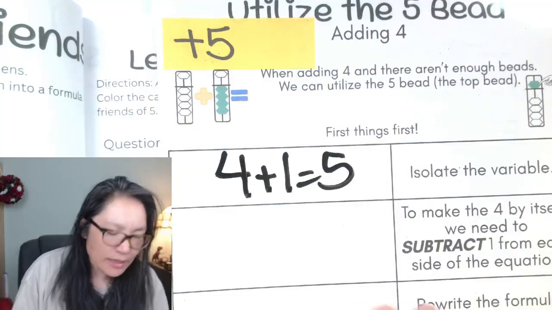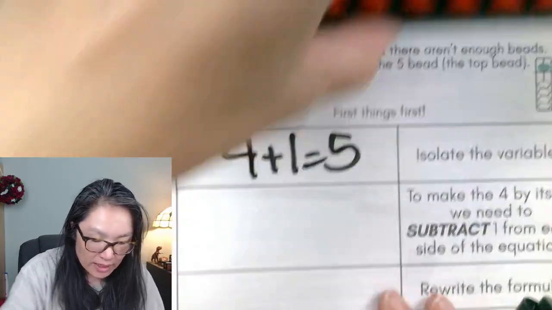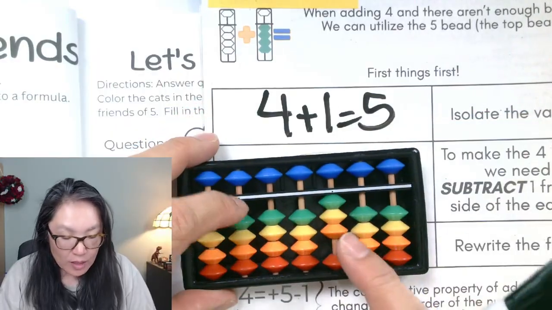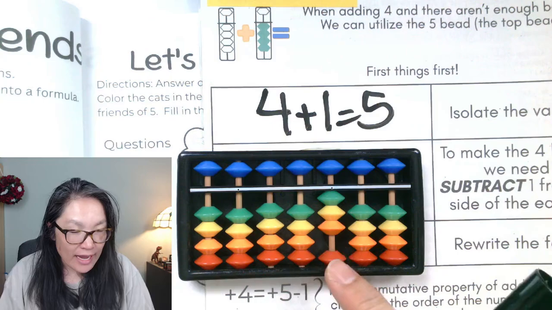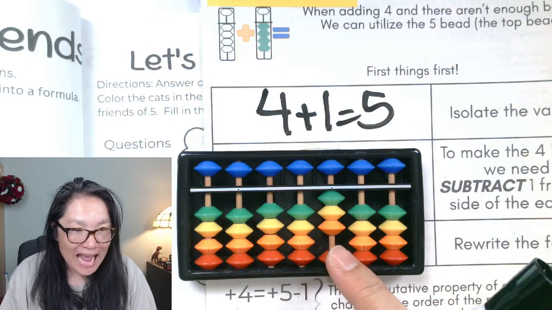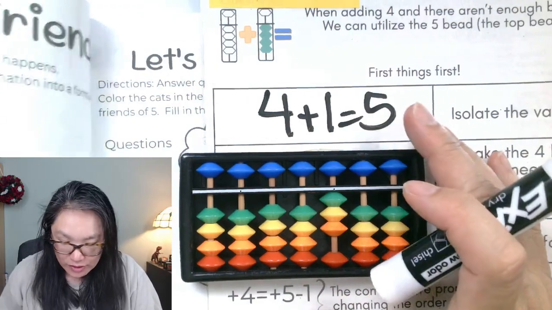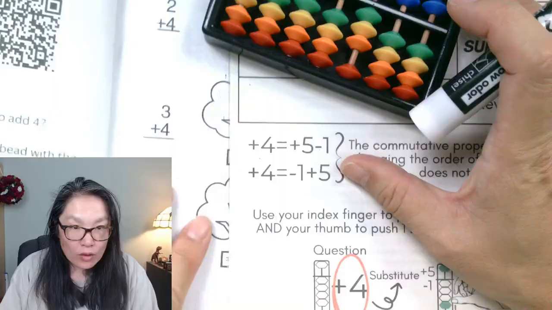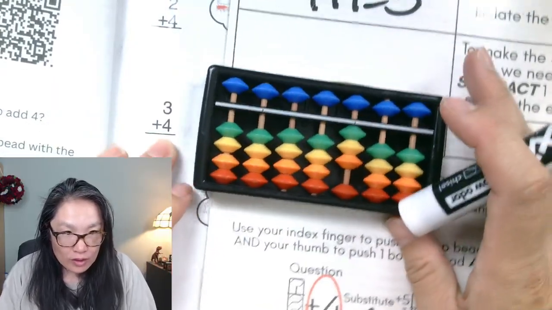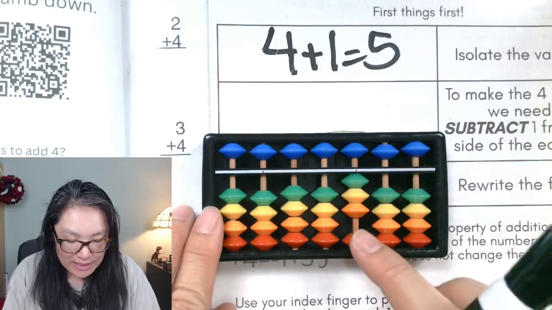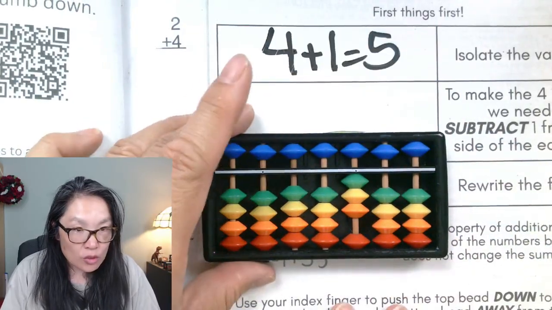Why would I want to do that? Well, I want to understand this concept because I want to add 3, and then I add 1. I'm sorry, when I want to add 4, that's the question. 3 plus 4. There's not enough beads to add the 4. We only have 1 bead left. So what are we going to do?